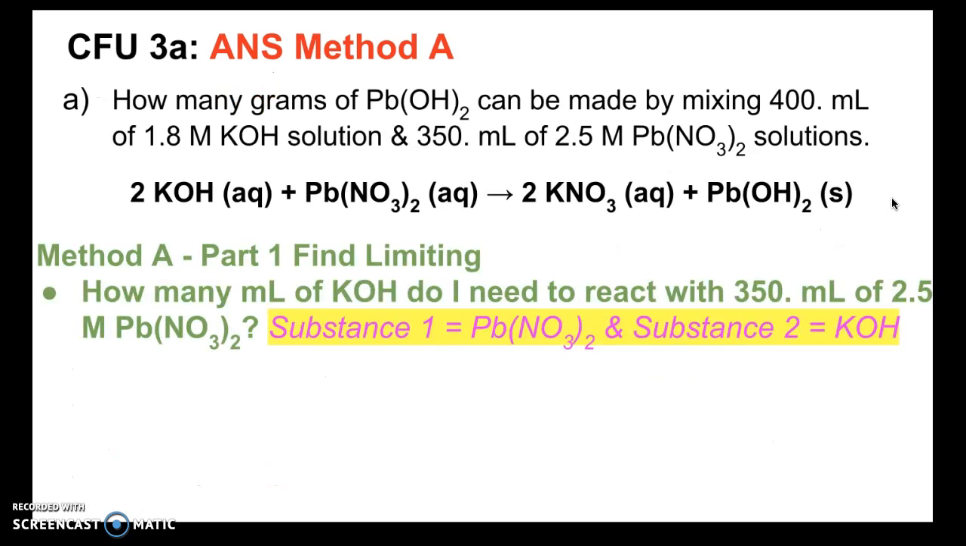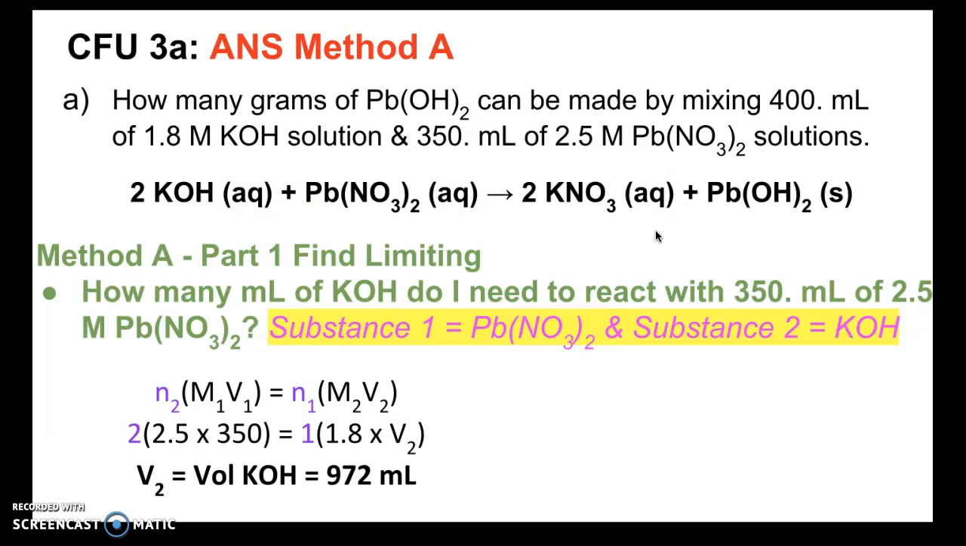All right, here's what the work would look like. For method A, we would ask the question, how many milliliters of KOH do I need to react with 350 milliliters of 2.5 molar Pb(NO3)2? So basically, I'm going to choose one reactant to start off with, and I'm going to figure out how much of the other reactant I need. So I'm looking at Pb(NO3)2, and I'm figuring out how much KOH I need for the amount of that I have.